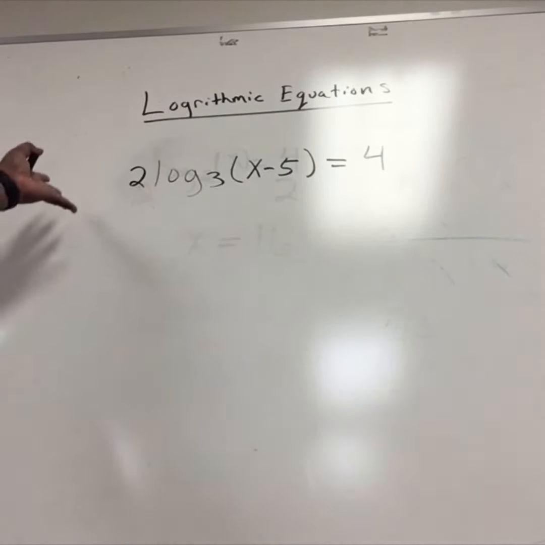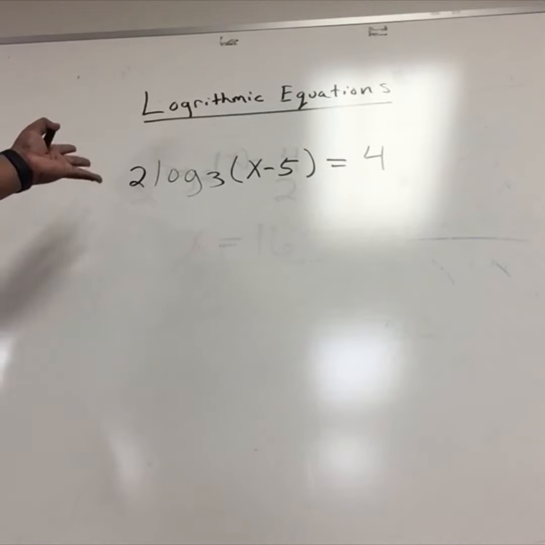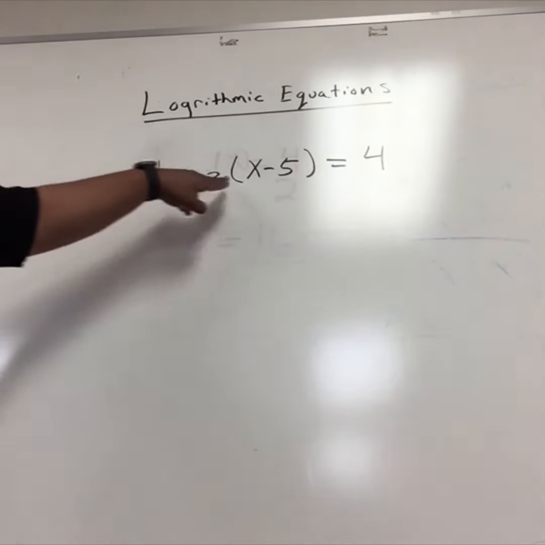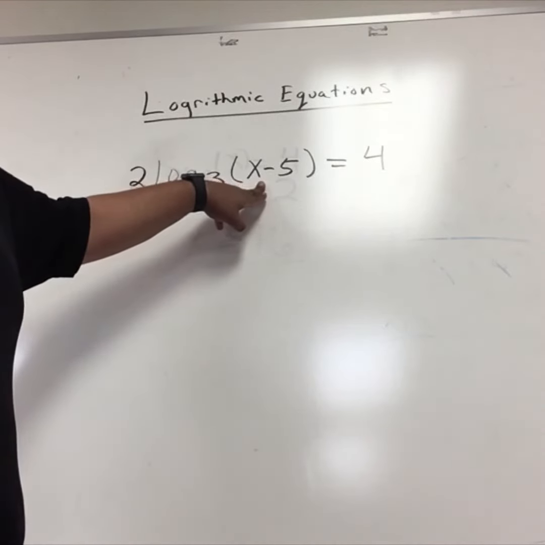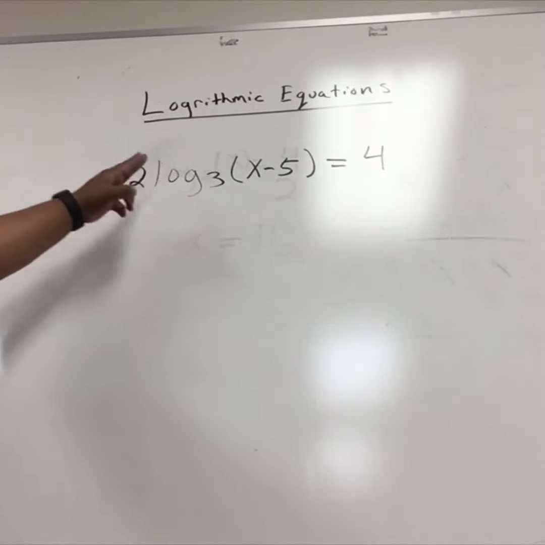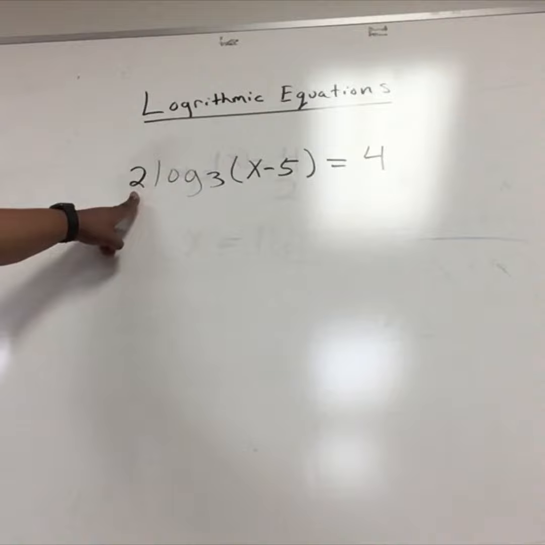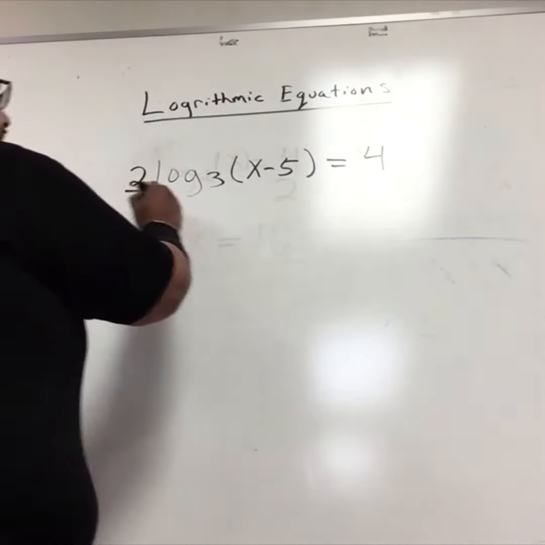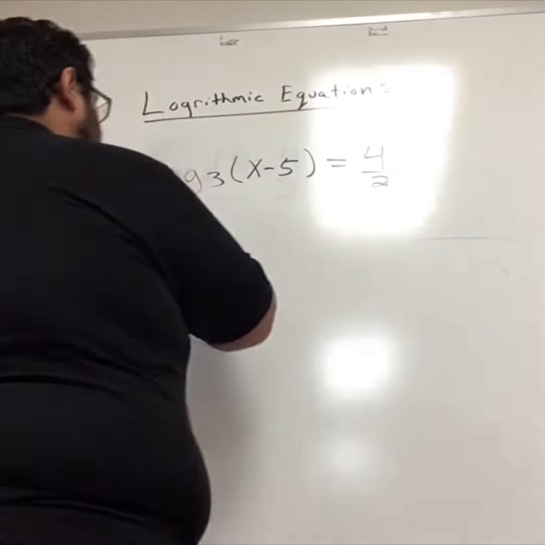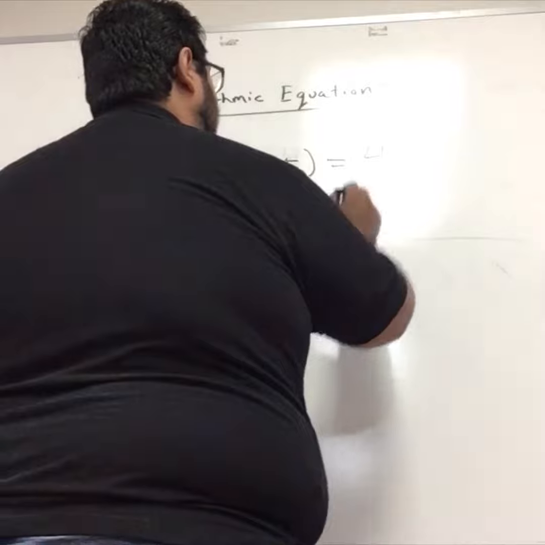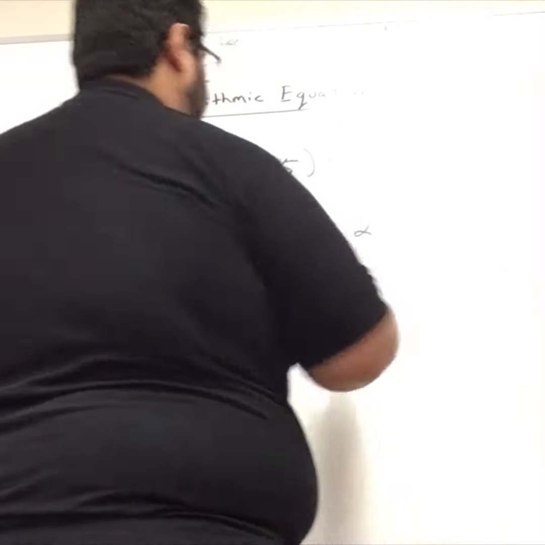Alright, so here's another one. This time I have 2 log base 3 of x minus 5 equals 4. So now notice that the 2 on the outside is not part of what the log is being taken of, which is the x minus 5 on the inside of the parentheses. So therefore, before I can get rid of this log, I have to get rid of this multiplication of 2. So the first thing I'm going to do is divide both sides by 2. That leaves me with log base 3 of x minus 5 equals 4 divided by 2, which is 2.